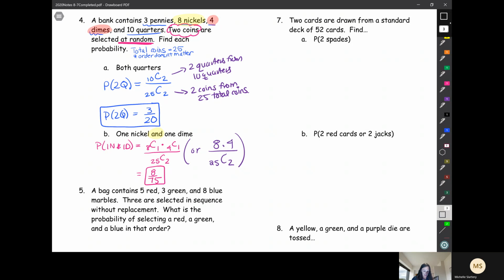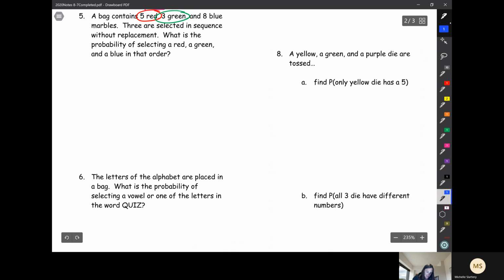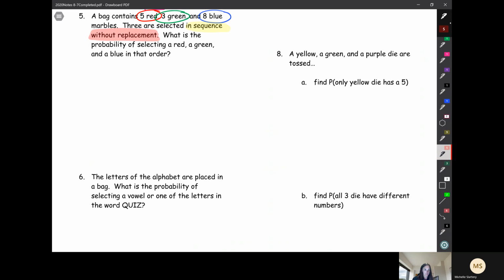All right. Let's go down to number 5. So a bag contains 5 red, 3 green, and 8 blue marbles. All right, so 5 red, 3 green, and 8 blue. We're choosing 3, but now notice what it says. We're choosing 3 in sequence. Also, it says without replacement. So we're going to take one out, one at a time. We're not going to put it back.